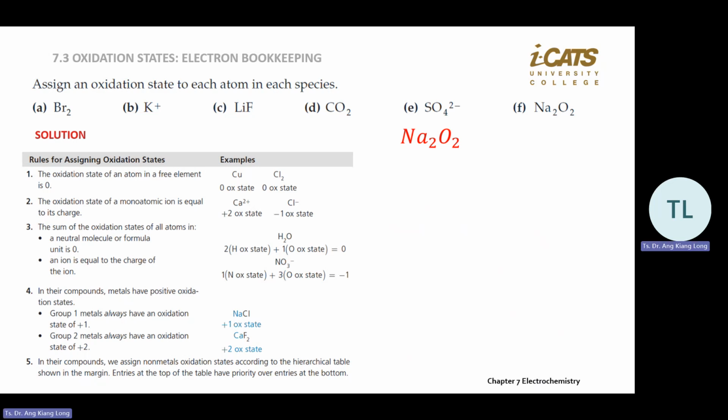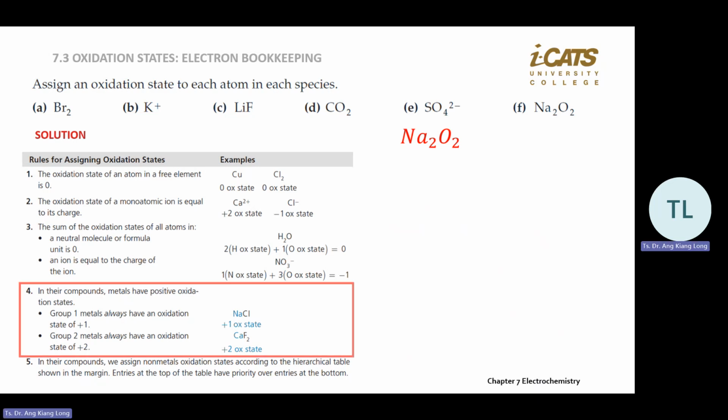Then rule number 3 asks you to find the sum of the oxidation states of all atoms. For a neutral molecule or formula unit, it is 0. So this is a neutral molecule, 0. For an ion, it is equal to the charge of the ion. So when you break away Na2 and O2, they will have charges. Okay, so we stop here. Then before we move to rule number 4, it actually refers to the periodic table already.